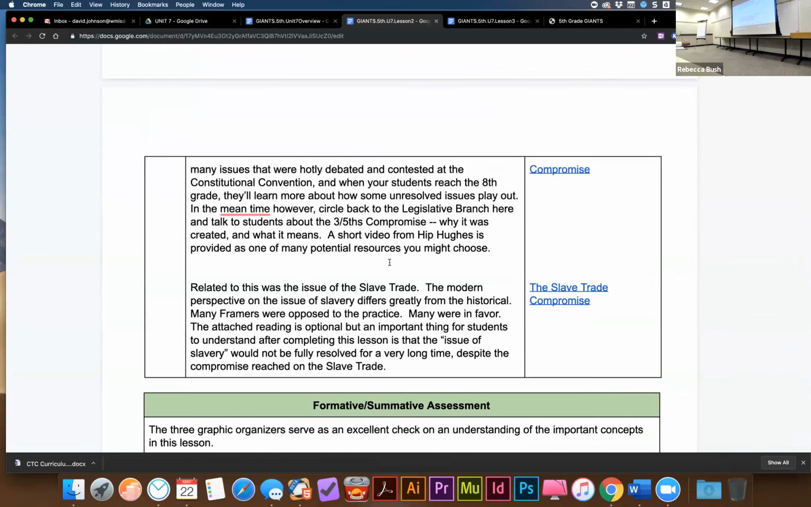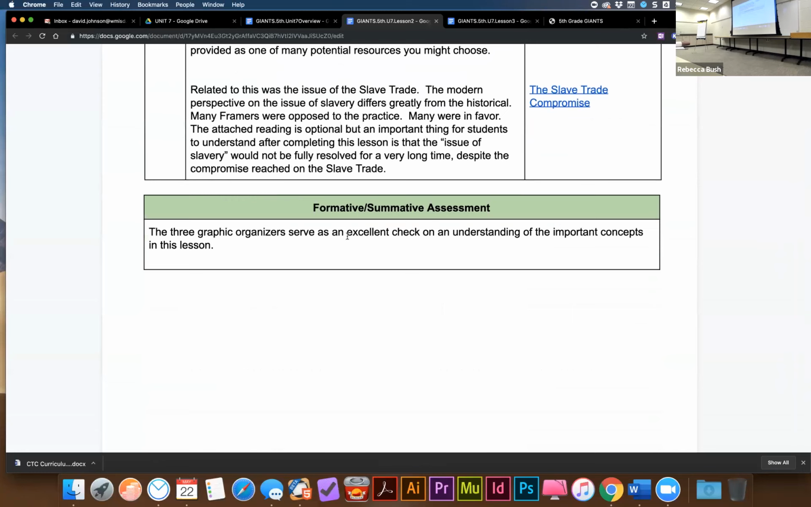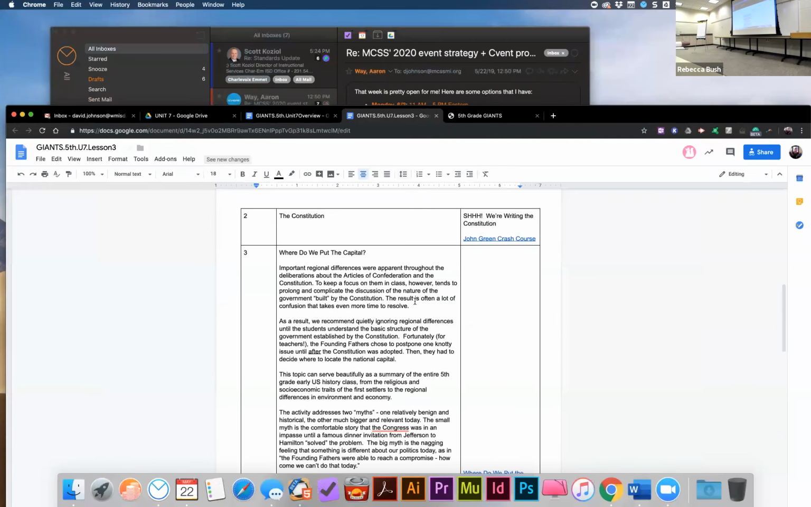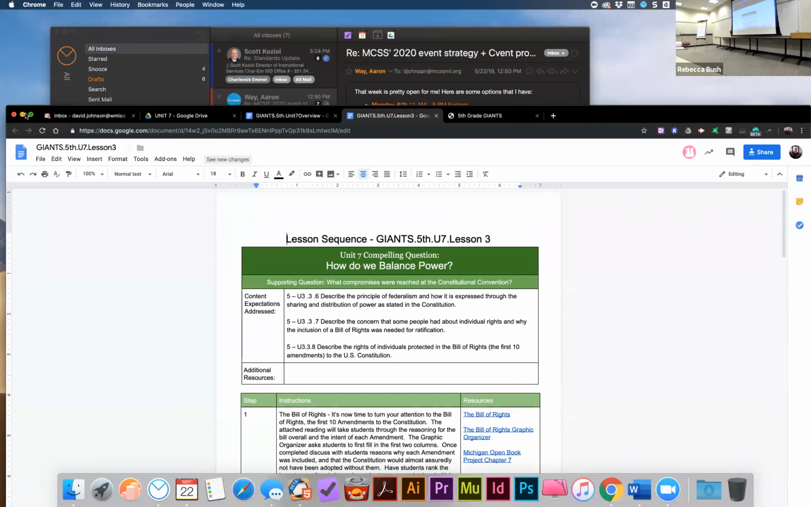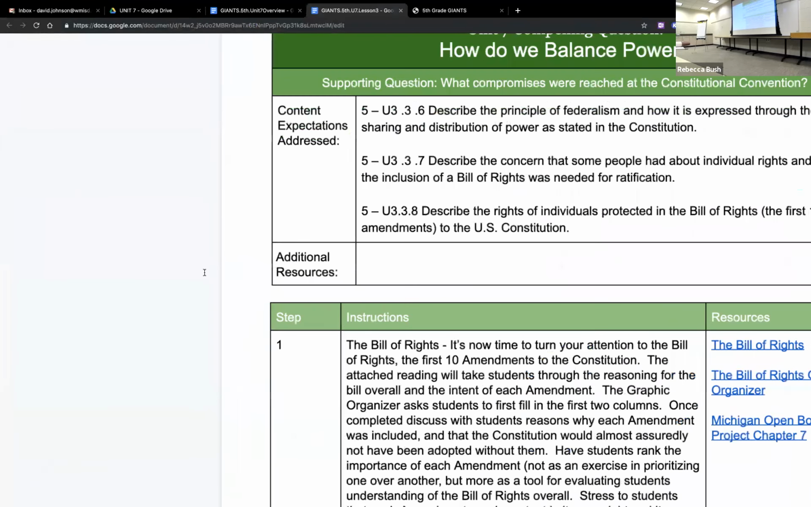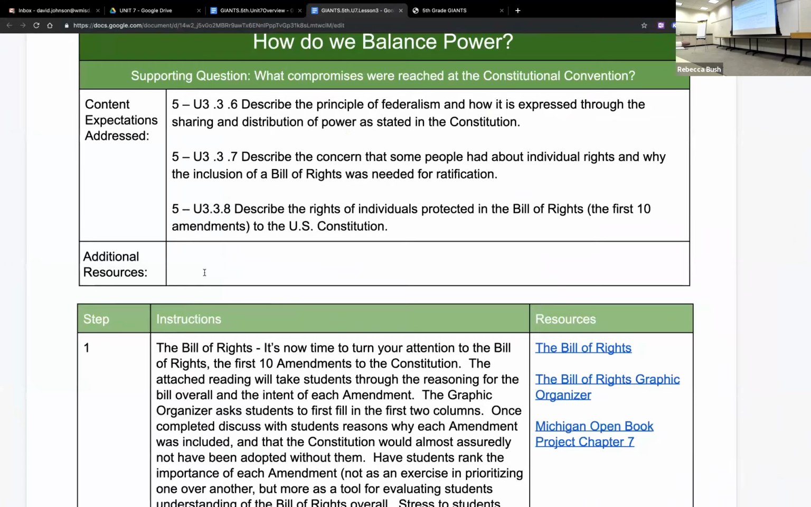Then we get into the 3/5 compromise and the slave trade compromise before ending lesson 2. With lesson 2 ending, lesson 3 gets into the Bill of Rights. And with the Bill of Rights, again, the content expectation that's the current law of the land only asks you to take a look at the first 4 amendments to the Constitution. No conversation about the first 4 amendments should be complete without the 6 that came after them.